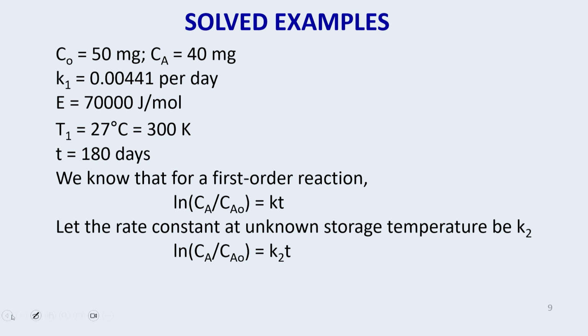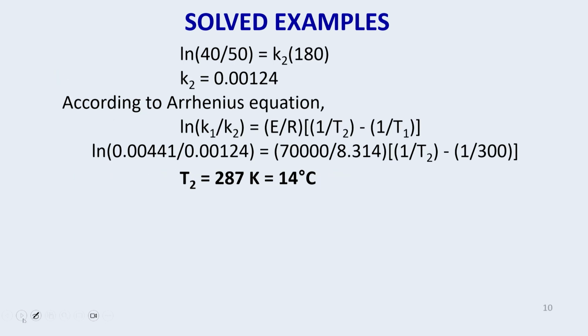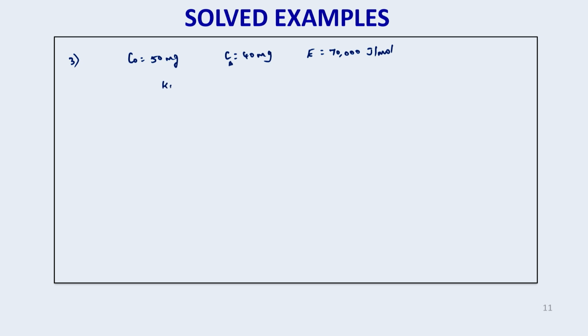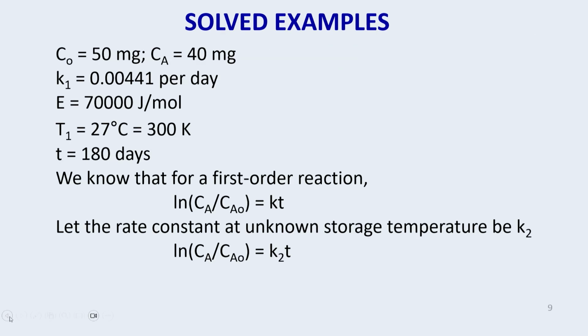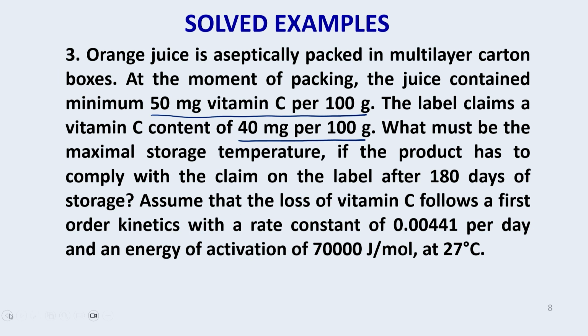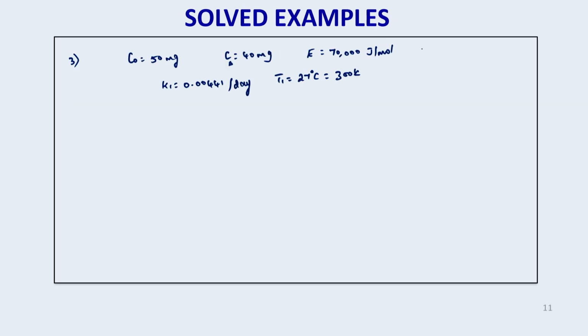Initial temperature is given, T1 is 27 degrees centigrade. Rate constant is given, K1 is equal to 0.00441 per day. Initial temperature is given as 27 degrees centigrade, converted into Kelvin. And the time period is given as 180 days. T is given, small t is given, which is about 6 months.